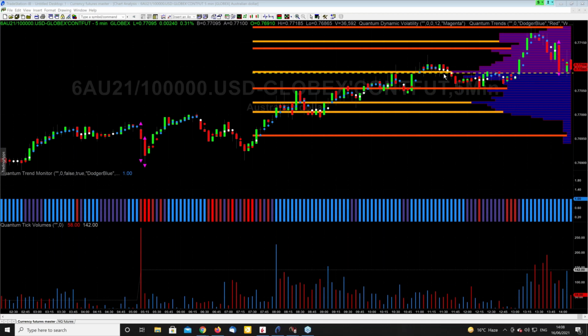Where did it arrive at? The volume point of control here. What do you expect to happen at the volume point of control? Again, congestion, you've got volume. It's the heaviest volume concentration on the chart. It's where markets move into price agreement, to use a market profile terminology. In other words, there is no strong bullish or bearish sentiment at that point. It's a balance, it's a seesaw.